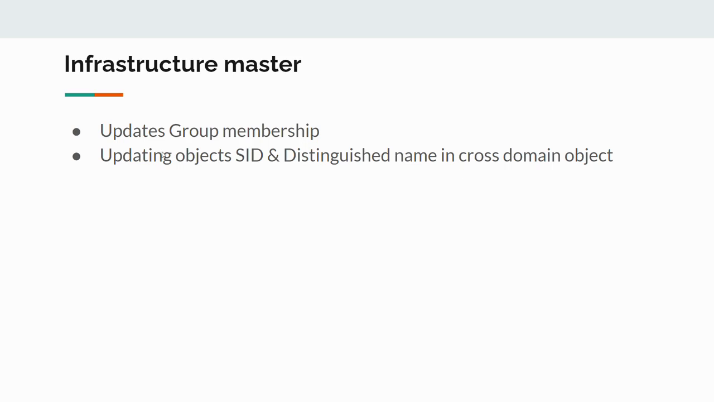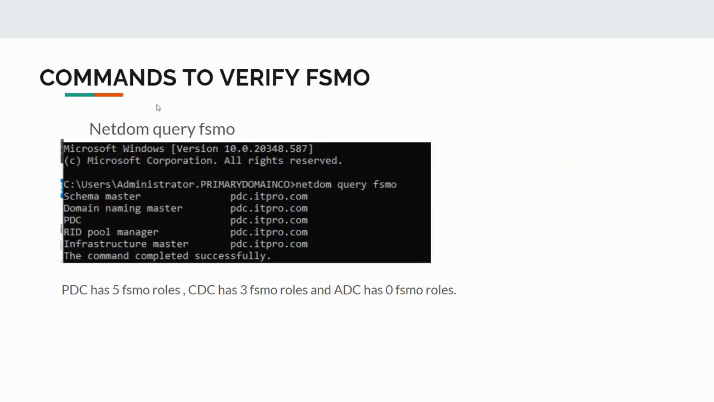The next one is infrastructure master. It updates group membership, updating object SID and distinguished name in cross domain objects. Suppose a user is migrated from one domain to another, it's a role of the infrastructure master to update his group membership. These are the commands to verify FSMO.